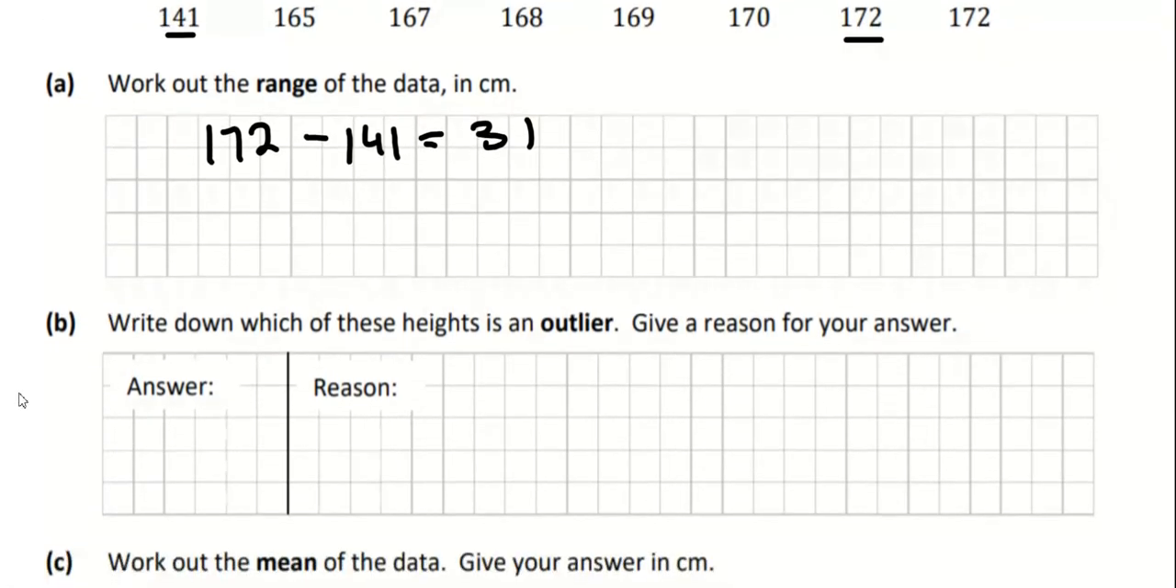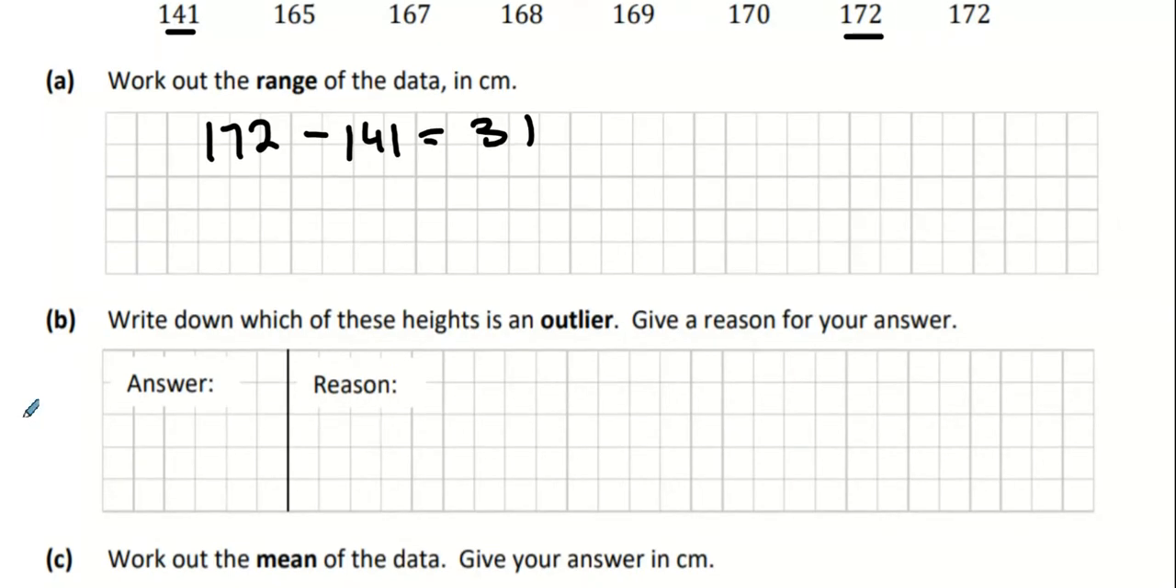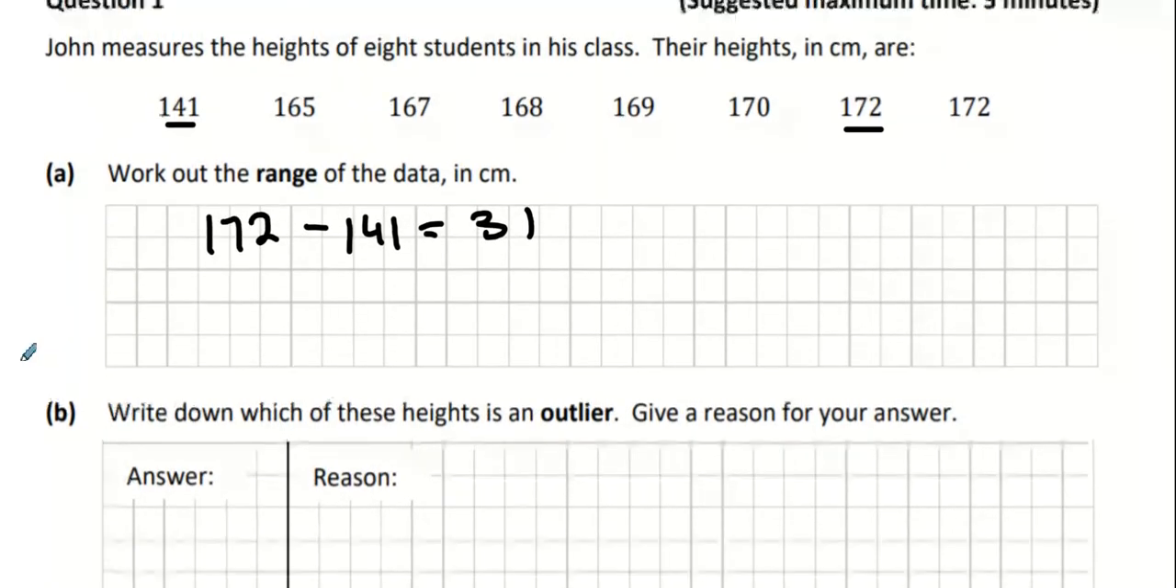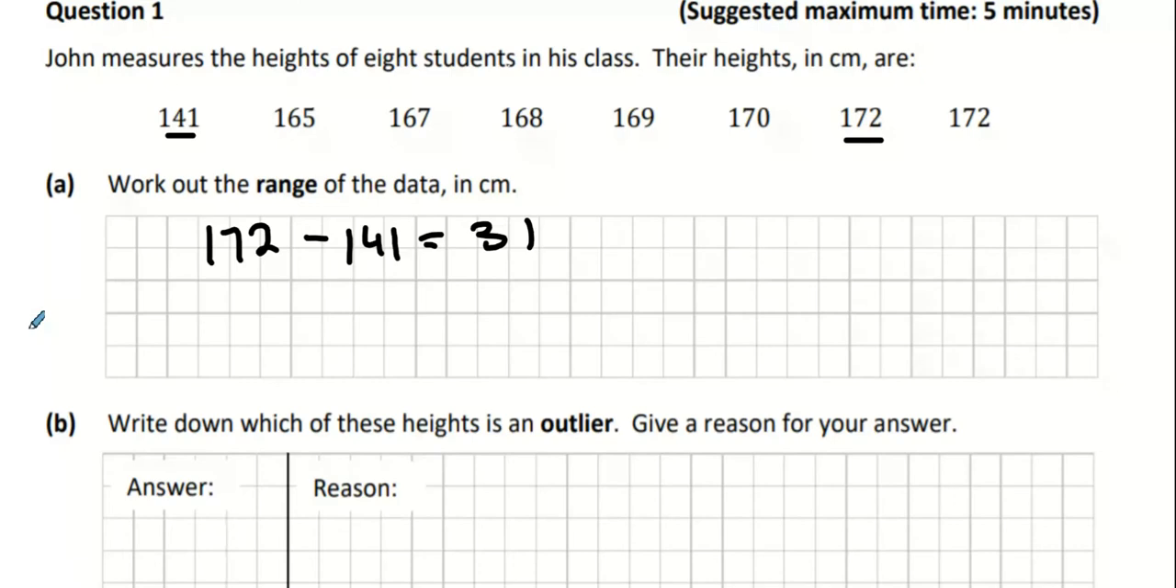All right, write down which of these heights is an outlier. Give a reason for your answer. Now, an outlier would be a result that is basically out of the ordinary. I suppose if you take the next lowest value, 165, take away from 172, the rest of the data has a range of 7. Because of the presence of 141, the range is 31. So you'd definitely say 141 is the outlier.